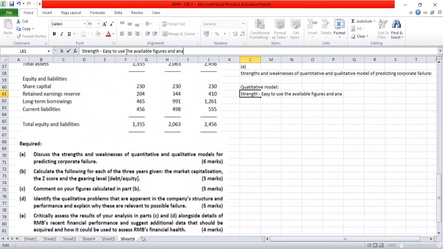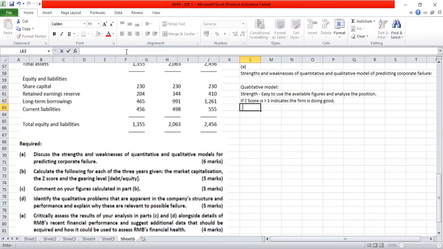And analyze the position. See here also, the data is taken from the financial records and then it is applied. See specifically here about corporate failure, the answer is in simple terms. That is, if we are using the Altman Z score model, there are three situations. One is if Z score is greater than 3, it indicates the firm is doing good.